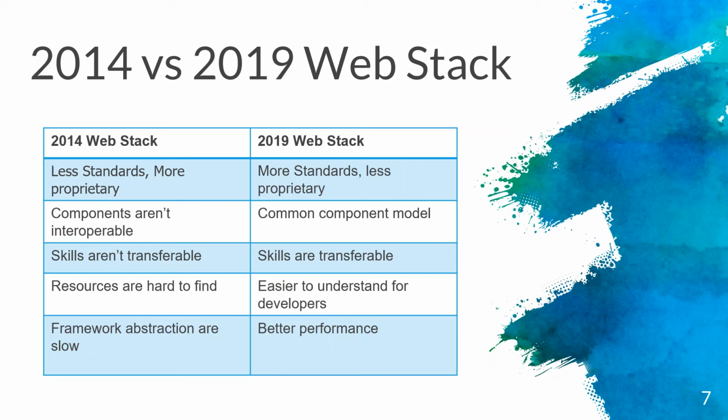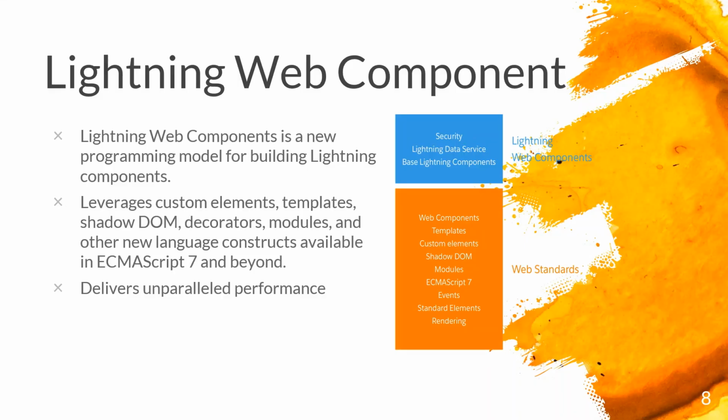Now let's go back to Lightning Web Components. Lightning Web Component is based on the 2019 Web Stack. All key elements are now part of the web standards, so no major lifting is required by the framework. The web engine can understand the code and there is no need for downloading and compiling the framework library by the web engine, which gives better performance. So in simple terms, Lightning Web Component is a new programming model for building Lightning components, and it leverages custom elements, templates, shadow DOM, decorators, modules, and other new language constructs available in ECMAScript 7 and beyond, and delivers unparalleled performance.